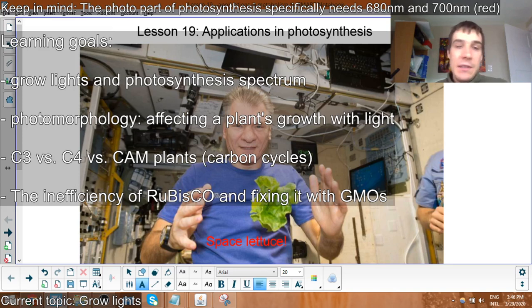So applications of photosynthesis. What we're going to talk about here, first off, is the spectrum of photosynthesis and grow lights and choosing a good grow light. We'll talk about actually directing a plant's growth with light. So different light will actually make different plants do different things. Then we'll jump over to the carbon side of things. So different plants actually have different ways to manage their carbon levels, especially the carbon dioxide. And then we're going to talk about RuBisCO, that enzyme, the most popular protein on the planet, and how it actually is not super efficient, and we'll fix it. People are working on fixing that with genetically modified organisms, genetically modified super plants, basically.